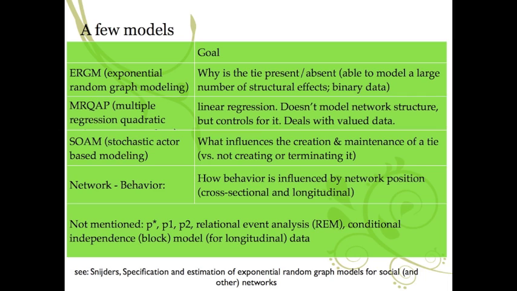And then there are models that try to explain how your network position influences a behavior. So this is often done with peers, how your network position influences if they're smoking, yes or no. And these models, they are for cross-sectional and longitudinal data.